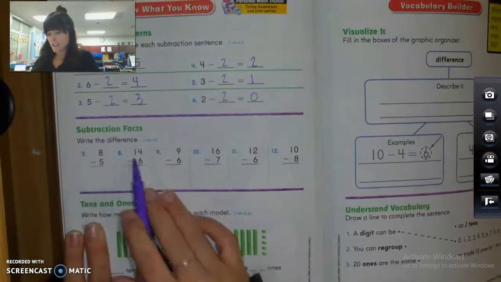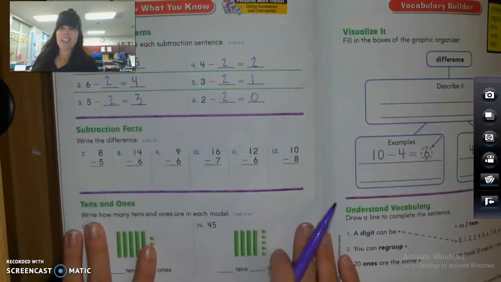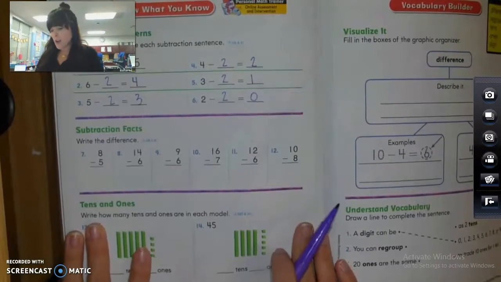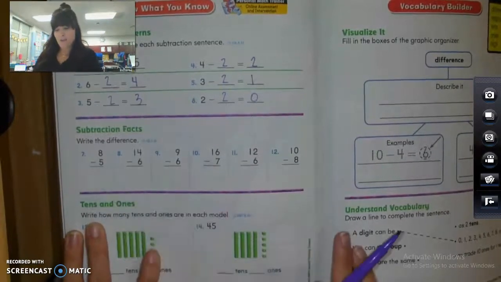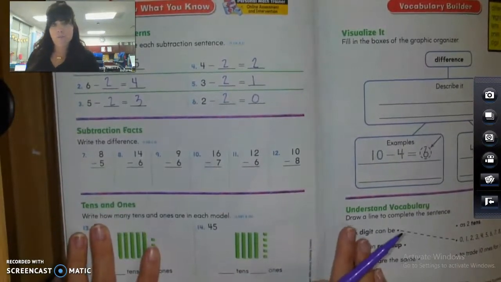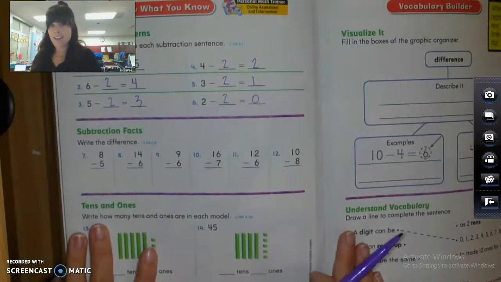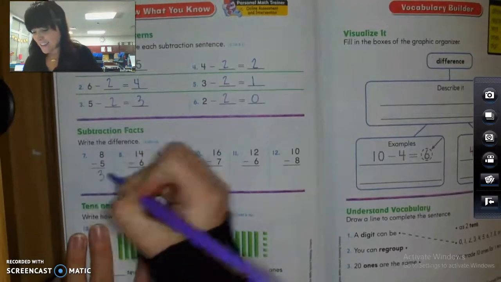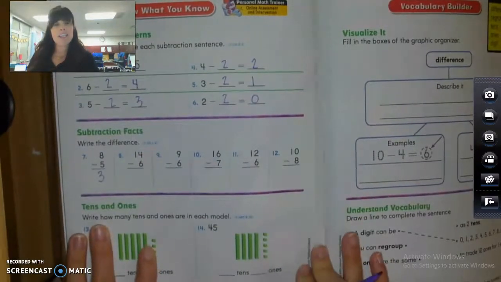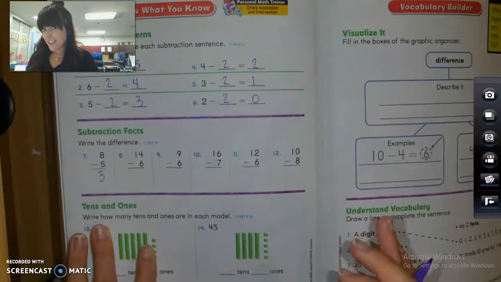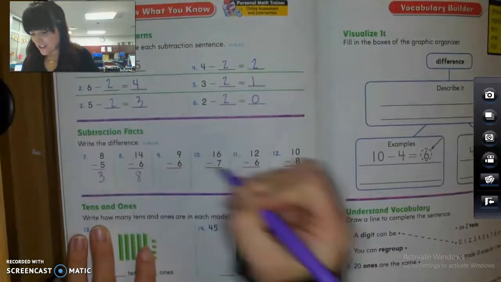Subtraction facts, write the difference. Remember, difference is the answer to a subtraction problem. So they want us to find the answer to each one of these subtraction problems. All right, we have 8 minus 5. Go ahead and try to solve that. The answer is 3. 14 minus 6. What is it? 8. Nice job.